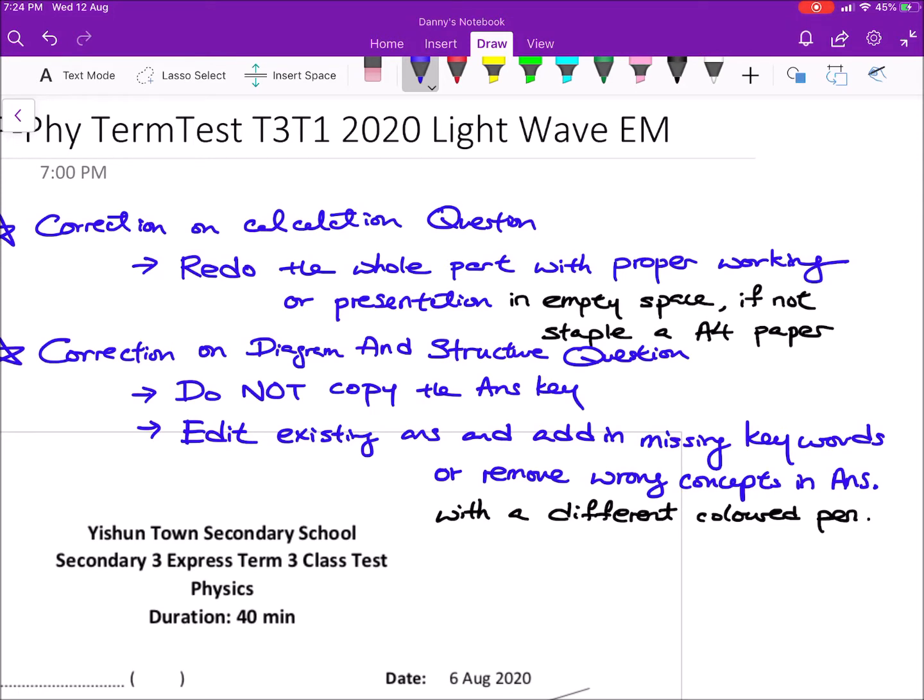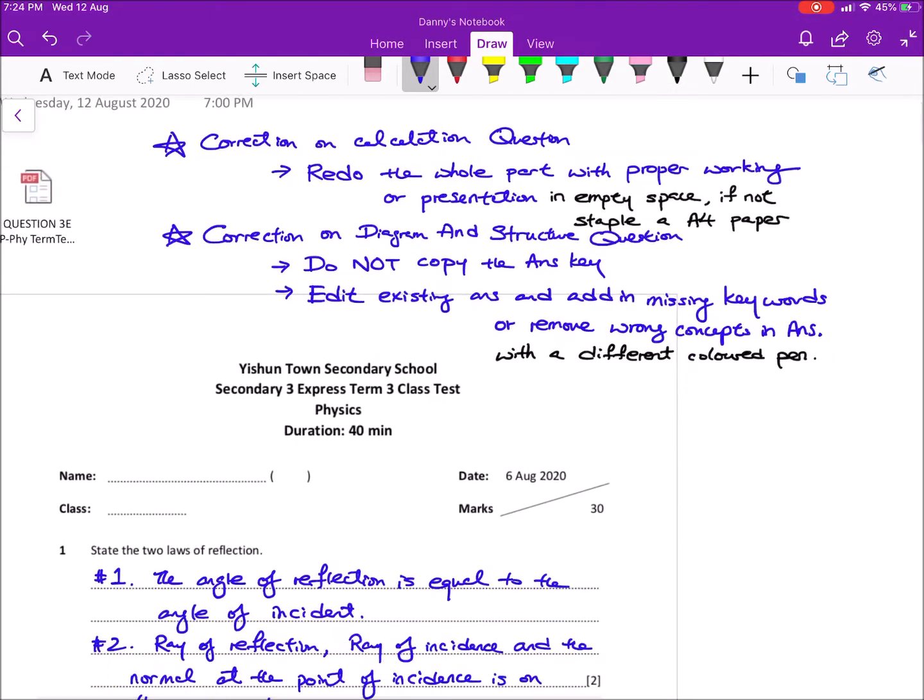I will update you when this correction is due. Normally I will give you maybe 2 or 3 days. That is my requirement for your correction. If your correction is not up to standard, I will ask you to redo it. I just want to be upfront and clear about my expectations. Okay? So let's carry on.